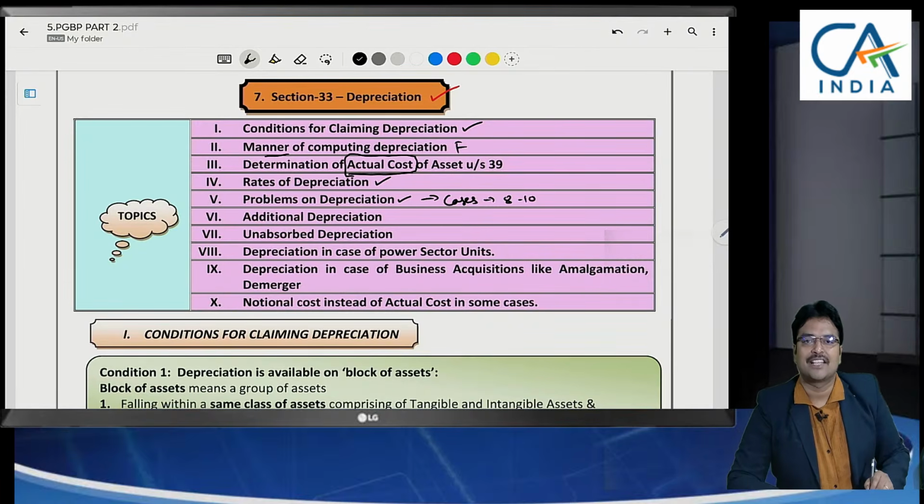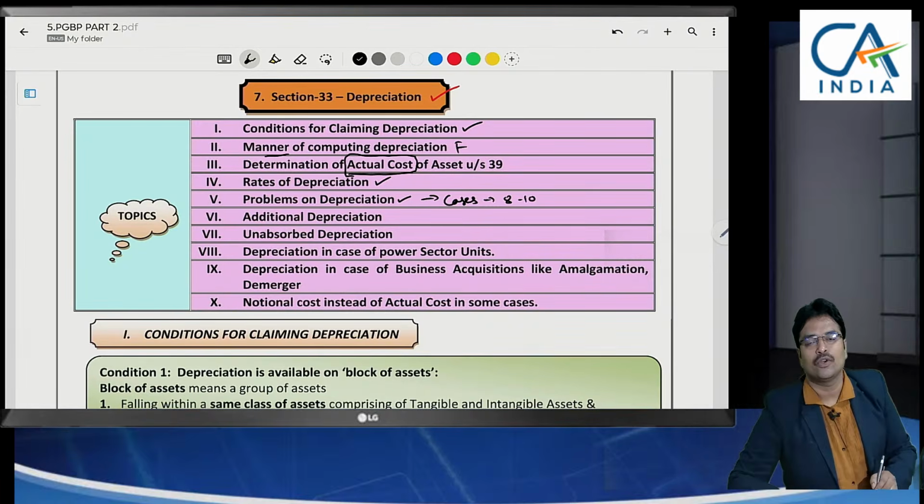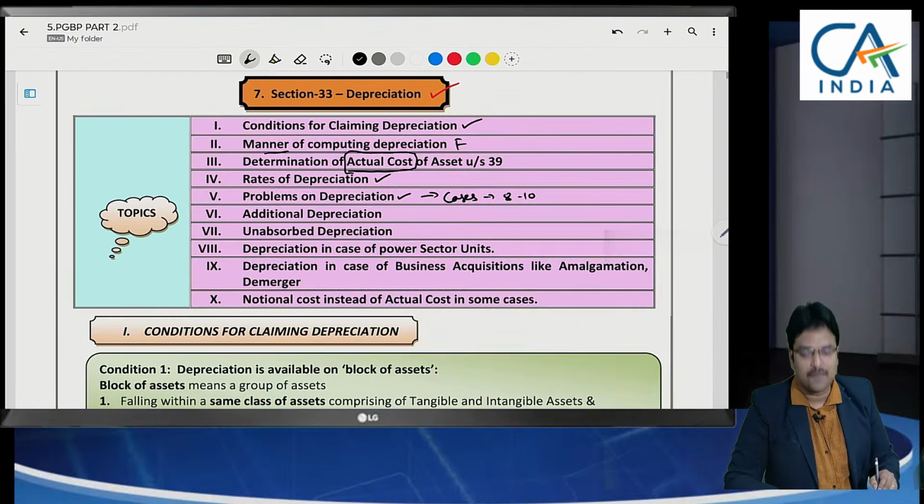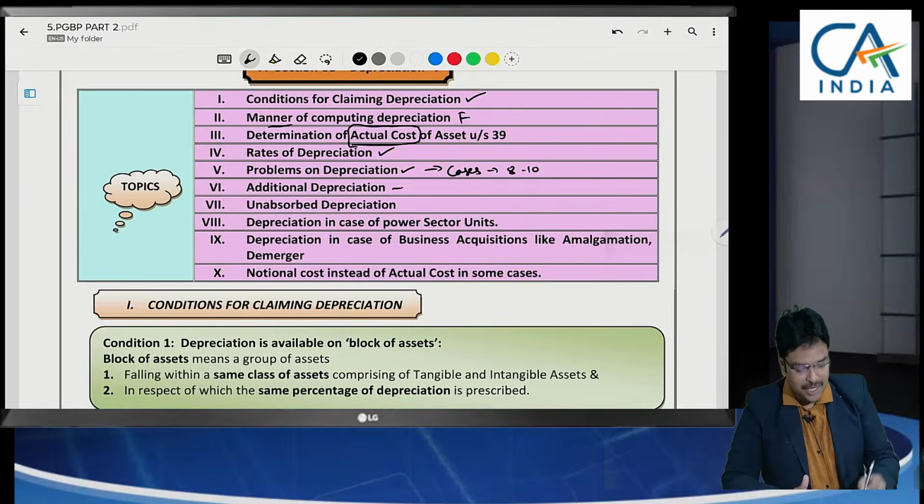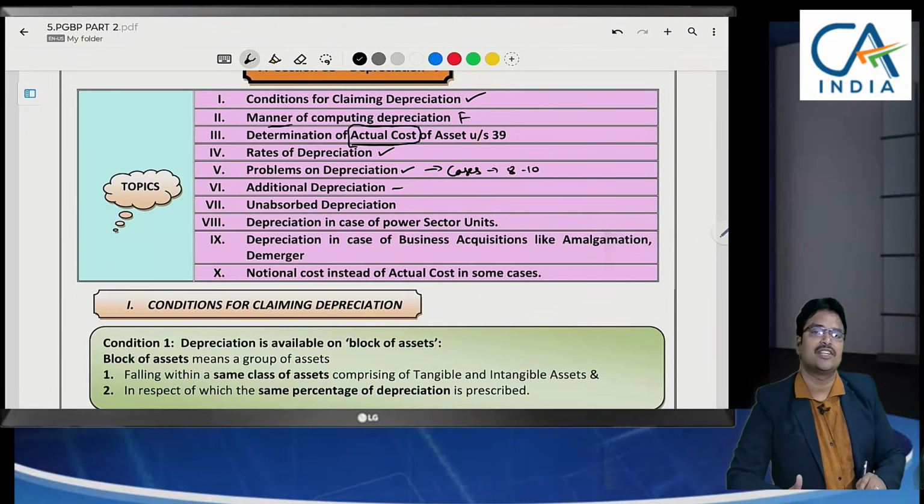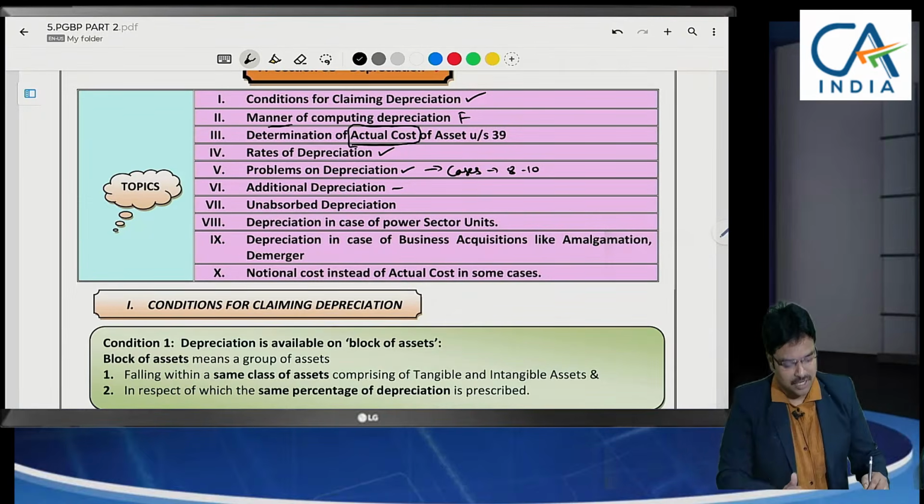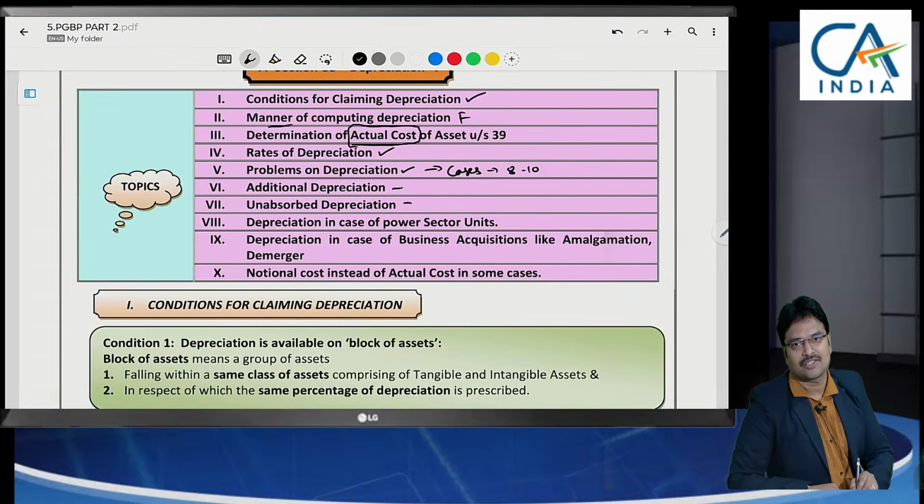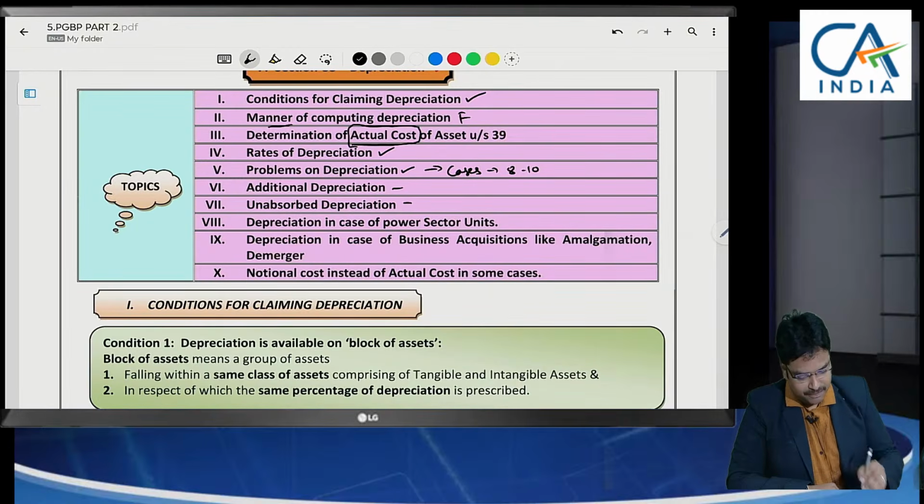By learning that aspect, we can easily know the concept of block of assets. Anytime we forget the concept of block of assets, if we learn those special cases, automatically we can remember. And additional depreciation, along with normal depreciation, in certain cases additional depreciation is also eligible. Unabsorbed depreciation, when the depreciation exceeds the business loss, then unabsorbed depreciation has to be separated. Why to separate and all, we will have a discussion there.